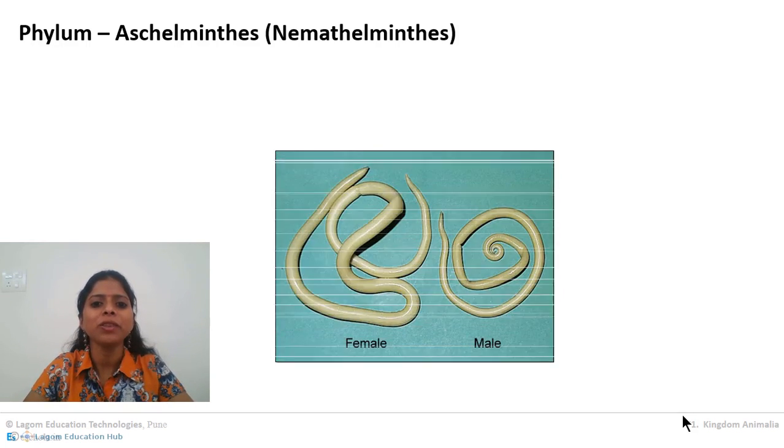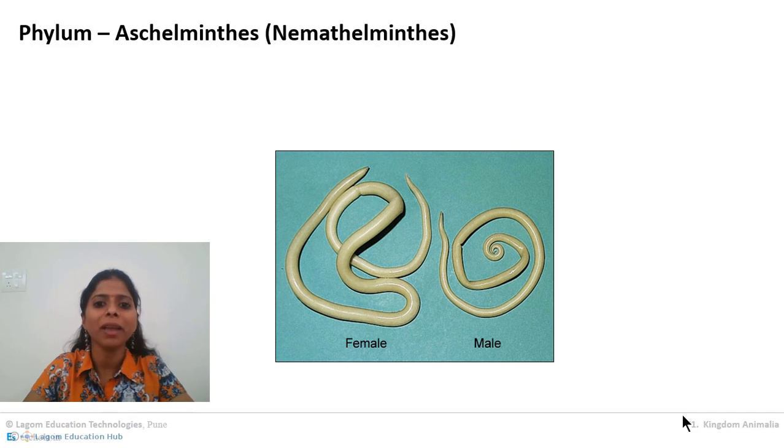The most familiar example of Nemathelminthes is Ascaris. We are a little bit familiar with Ascariasis, because Ascaris is a disease-causing worm. It is a disease-causing Nemathelminth, and it is responsible for the disease called Ascariasis. Ascariasis is a very common digestive infection. We will talk more about it.